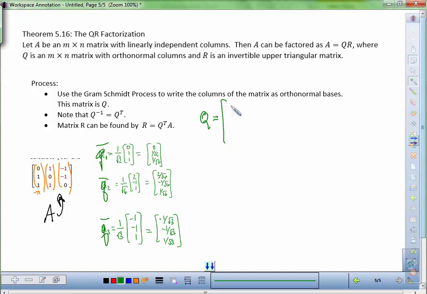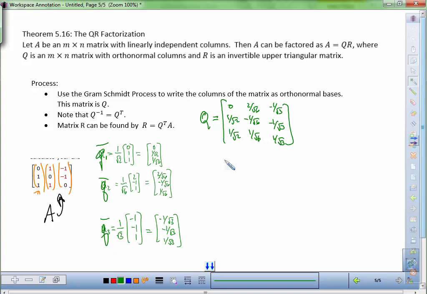So our Q matrix is going to be 0, 1 over root 2, 1 over root 2. I'm reading it down. People usually read matrices across, but 2 over root 6, negative 1 over root 6, positive 1 over root 6, and negative 1 over root 3, negative 1 over root 3, positive 1 over root 3. So that's Q.